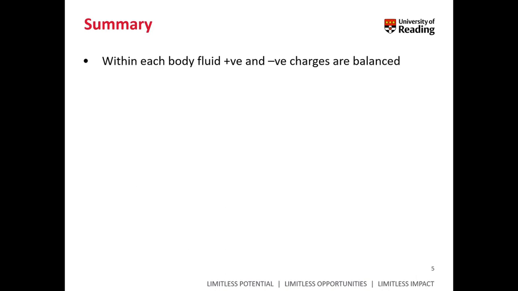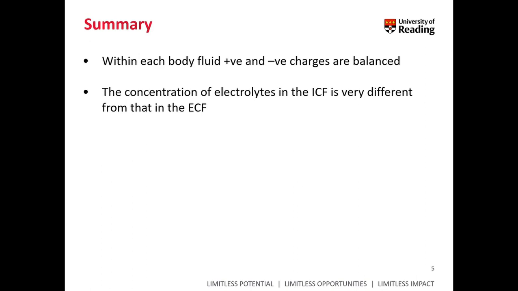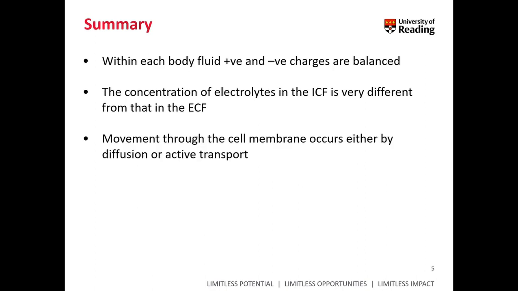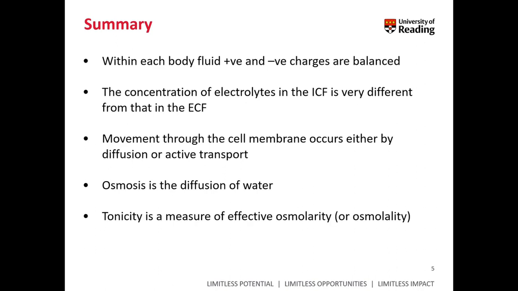Also, within each body fluid, the positive and negative charges are balanced, so each compartment is not electrically charged. The concentration of electrolytes in the intracellular fluid and the extracellular fluid is very, very different. However, the number of osmoles per liter in the two compartments is the same. They're isotonic. The movement through the cell membrane, by now you must have understood it, occurs by passive diffusion or facilitated diffusion or active transport. And osmosis is basically the diffusion of water, while tonicity is a measure of osmolarity or osmolality in one compartment.